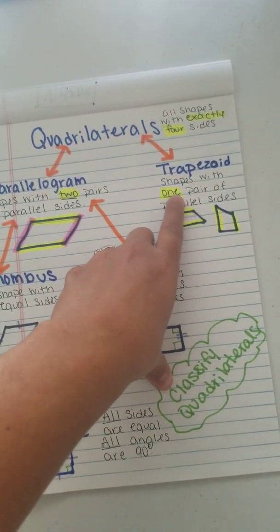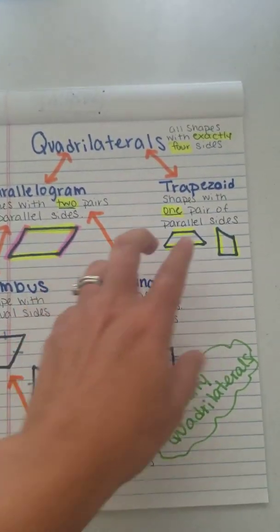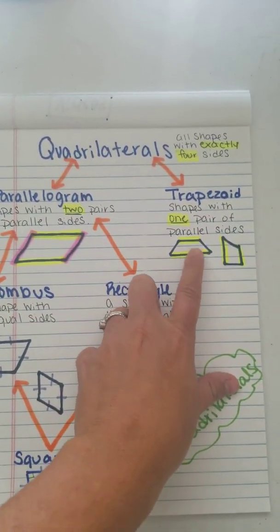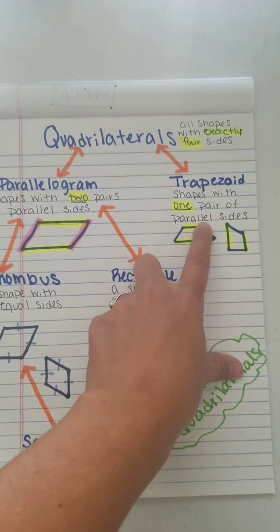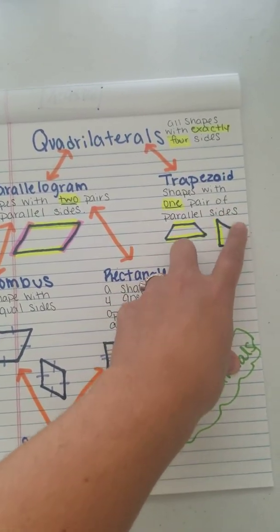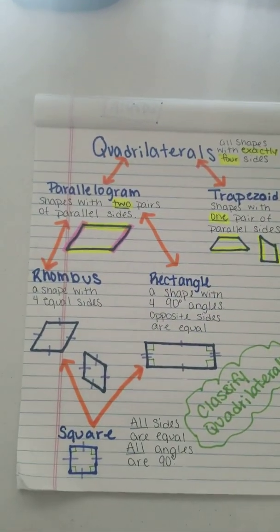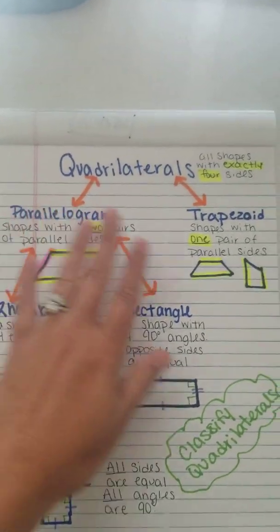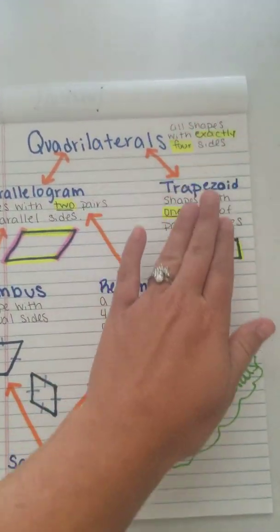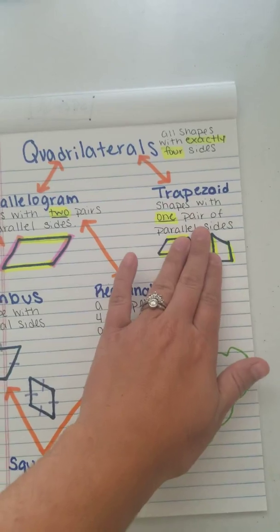Remember, parallel means that they will never cross. So these lines right here are not parallel. They're perpendicular because they eventually will cross, whereas these are parallel. If they went on forever, they would never cross. So then the trapezoid section is just on its own. There's nothing else underneath trapezoid.